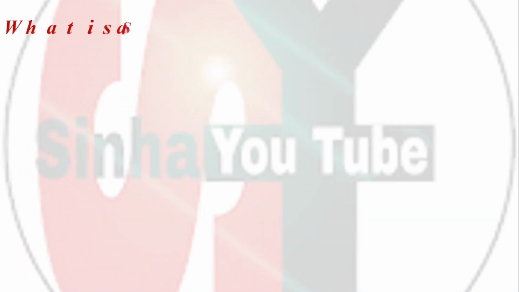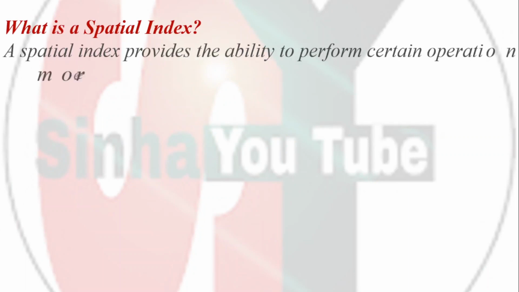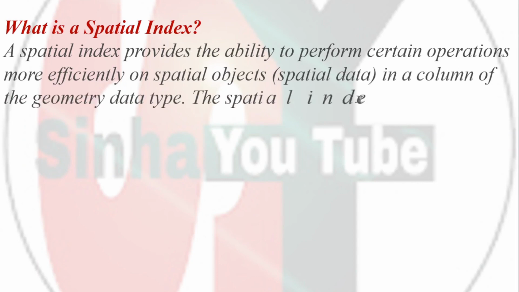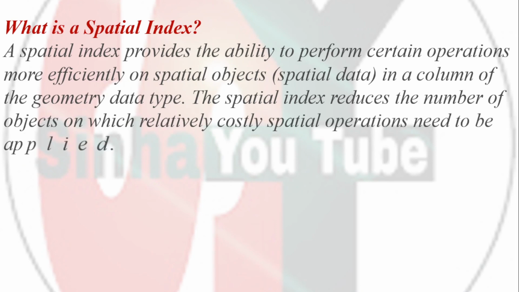What is a spatial index? Answer. A spatial index provides the ability to perform certain operations more efficiently on spatial objects, spatial data, in a column of the geometry data type. The spatial index reduces the number of objects on which relatively costly spatial operations need to be applied.